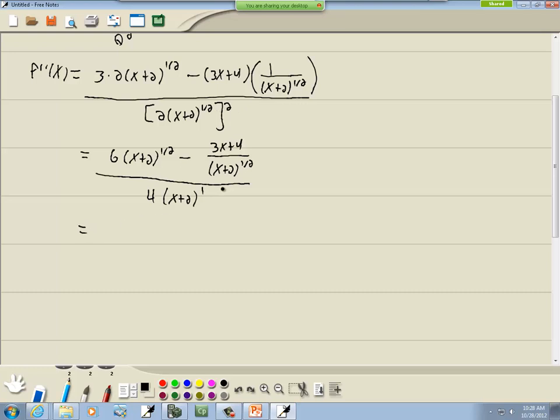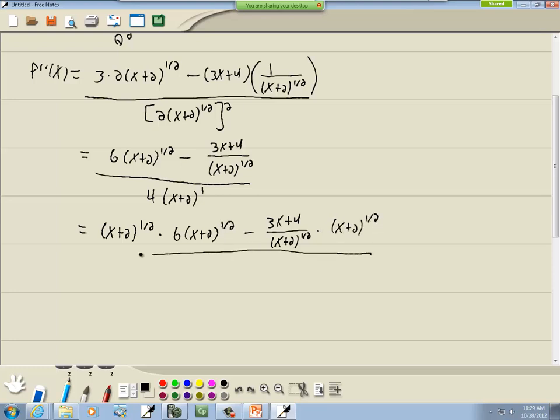Now we got a fraction inside a fraction, so we're going to multiply everything by the (x plus 2) to the 1/2. So I got (x plus 2) to the 1/2 times 6(x plus 2) to the 1/2, minus (3x plus 4) over (x plus 2) to the 1/2 times (x plus 2) to the 1/2, all over 4(x plus 2) to the first times (x plus 2) to the 1/2.